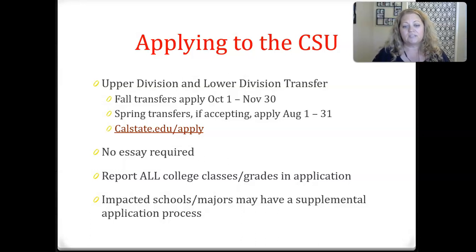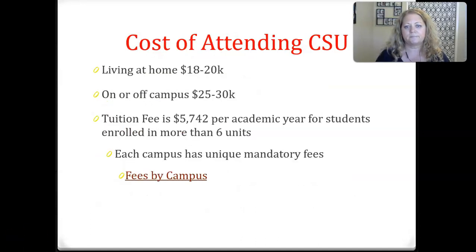Within the application itself, you're going to report all college classes you've ever taken, even those that you started taking while in high school. If you withdrew from a class, if you got a D or an F in a class, if the class was not transferable, whatever it is, it all goes into the application. And just remember that some impacted schools or majors may have a supplemental application process.